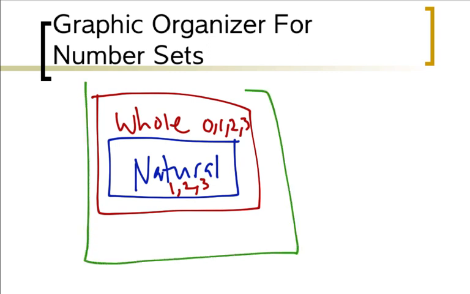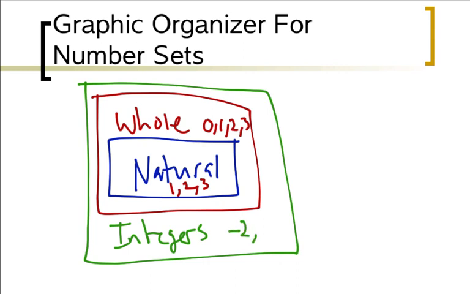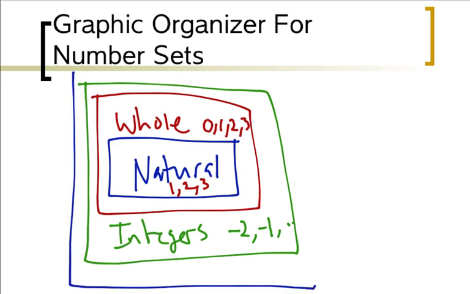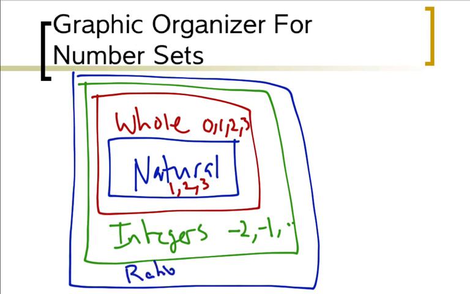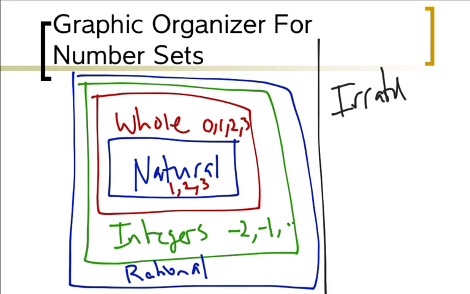And then just outside of that would be all the integers. And that includes everything so far, the natural, the whole, but it also includes the negatives, like -2, -1. And then just outside of that, but including all those previous, would be the rational numbers. Okay? And then, as a completely different set that's not inclusive, would be the irrationals. Irrational doesn't fall into any of the previous categories, so it's completely separate.